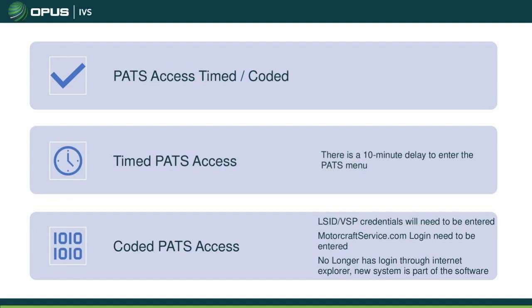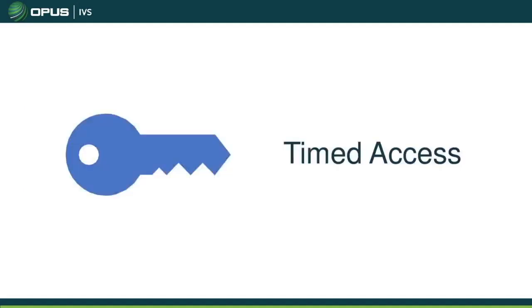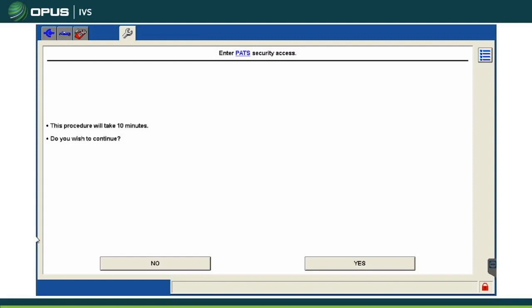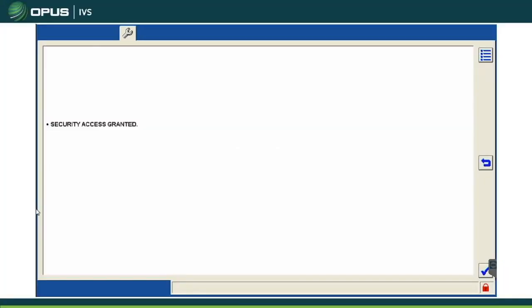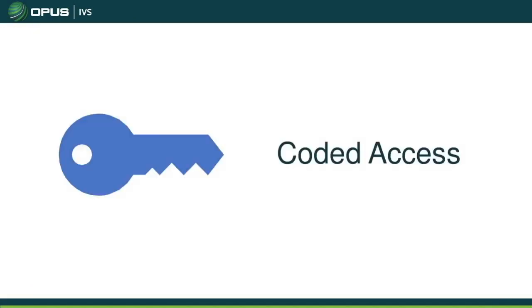The standard time and true Ford PATS access was a 10-minute delay. We hit our button. Let's see what we got listed here. Okay, timed access. So this procedure will take 10 minutes. We hit the button and this thing will count every bit of 600 seconds to get across the screen here. Once that gets across the screen, our access will be granted and give us access to the PATS menus that we just looked at a few minutes ago.